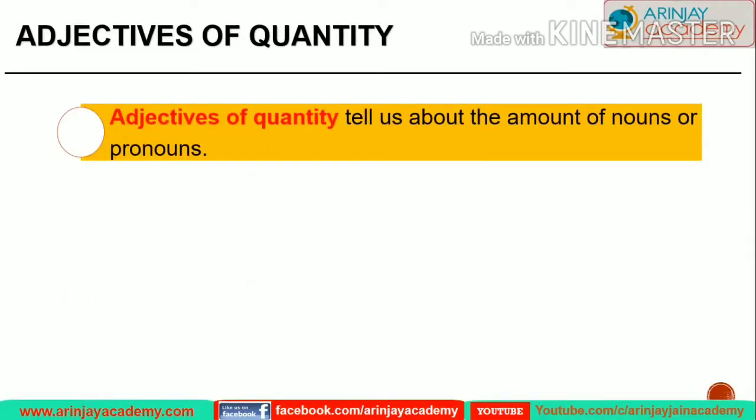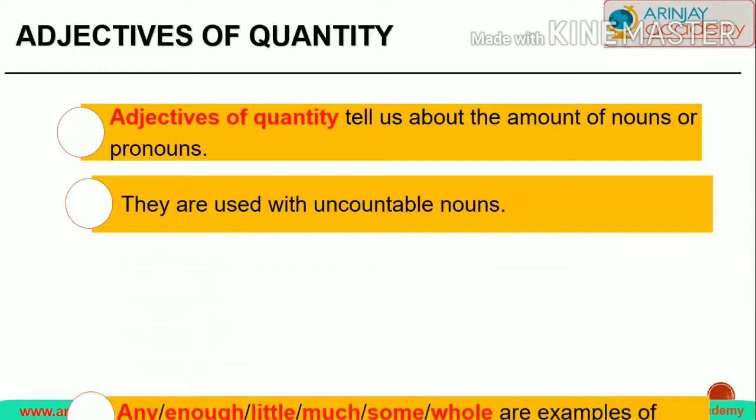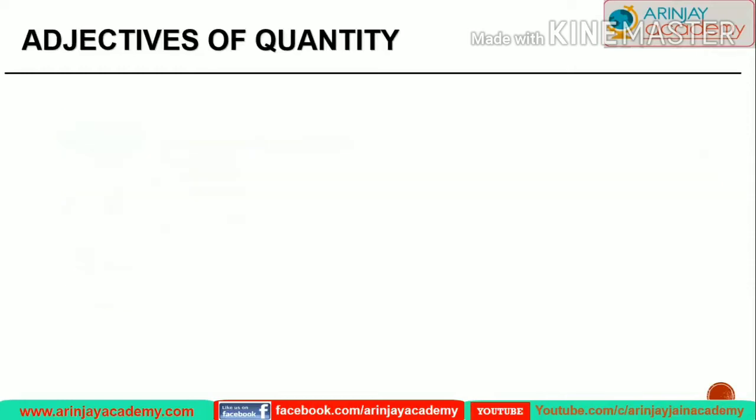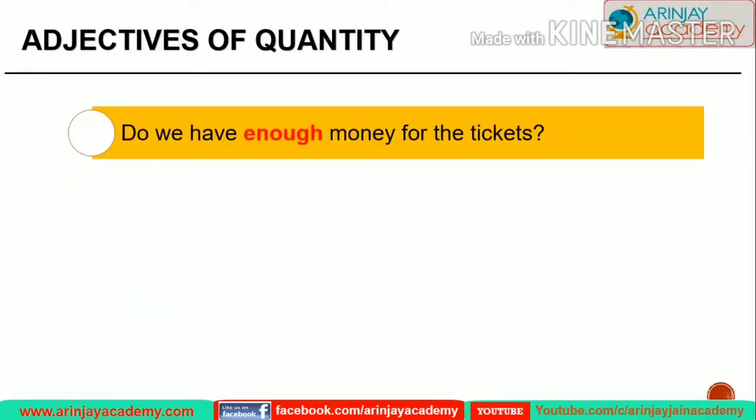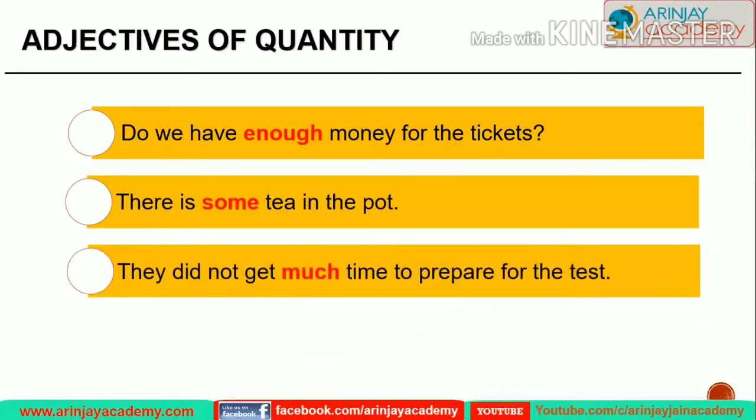Coming to adjectives of quantity now. Adjectives of quantity tell us about the amount of nouns or pronouns. They are used with uncountable nouns. Any, enough, little, much, some, whole are examples of adjectives of quantity. Do we have enough money for the tickets? There is some tea in the pot. They did not get much time to prepare for the test.